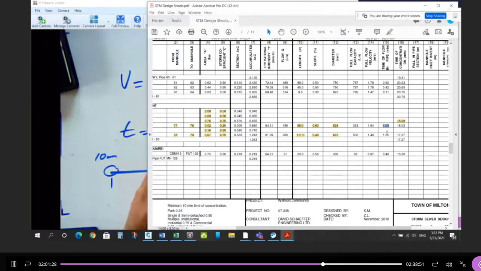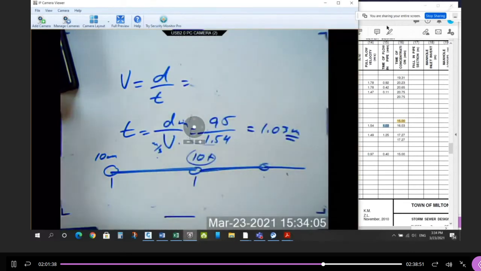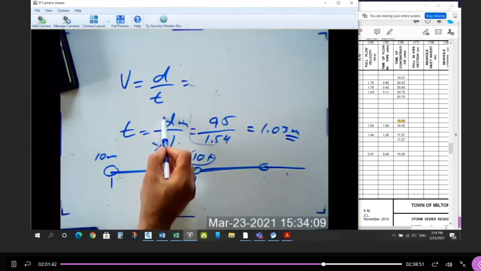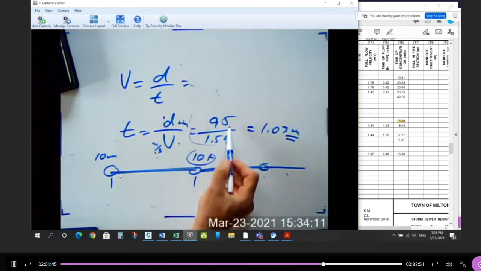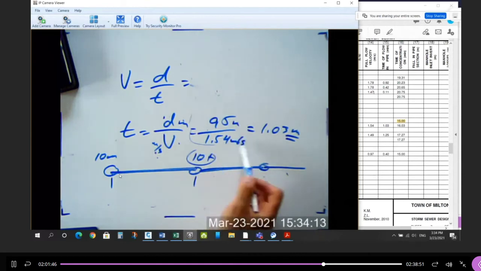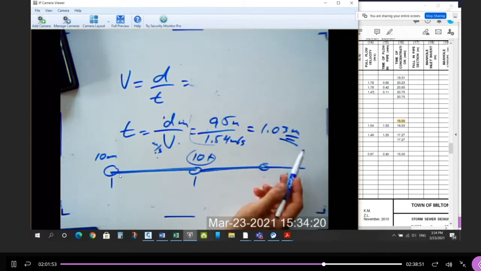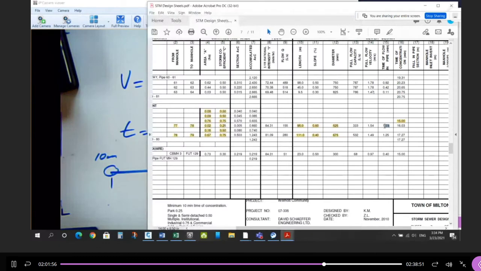Right, so this is in meters. This is in meters per second. We have to convert it to minutes, not seconds. So this will come out in seconds. So whatever you do here, you have to convert it to minutes. So it comes up to 61 something seconds, so 1 minute. And that's where this 1.03 comes from.